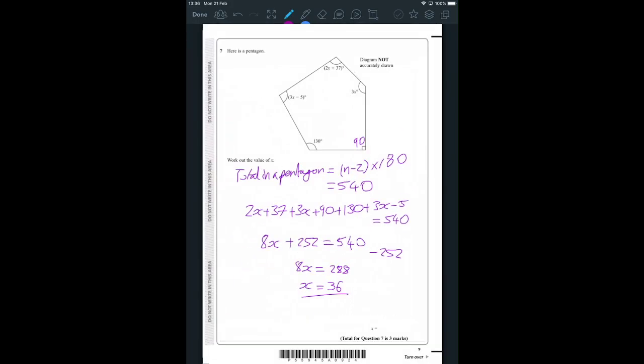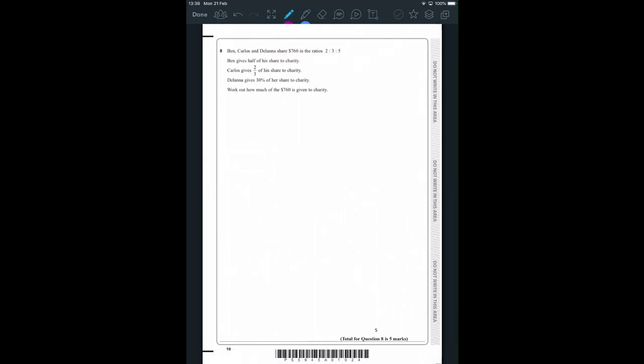Double check the question. We did what the question wanted. We did find the value of x. Be careful, sometimes these questions can ask for the smallest angle rather than the value of x. You've got that one extra step to deal with.